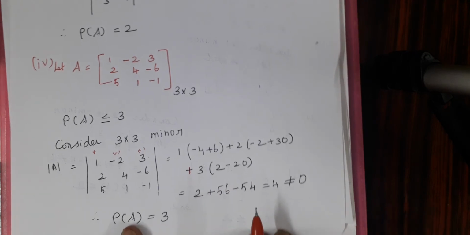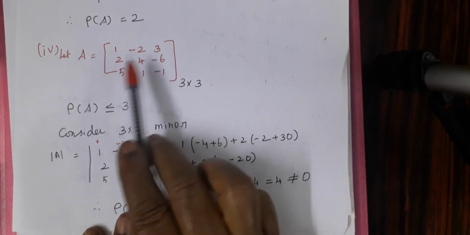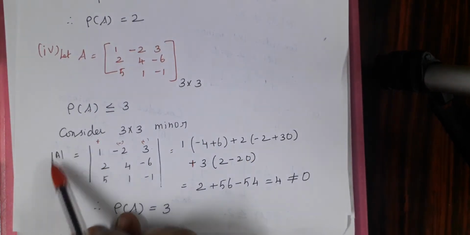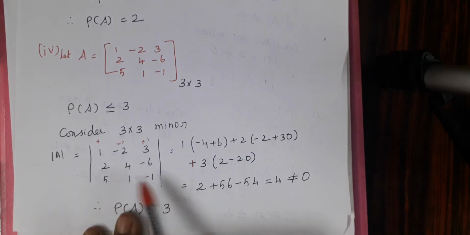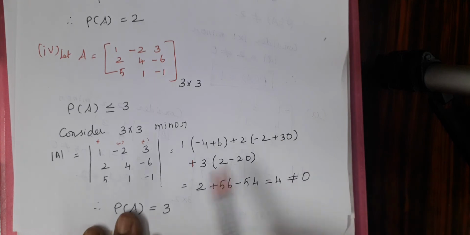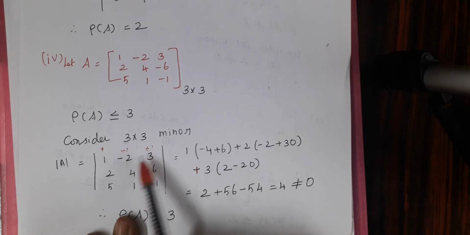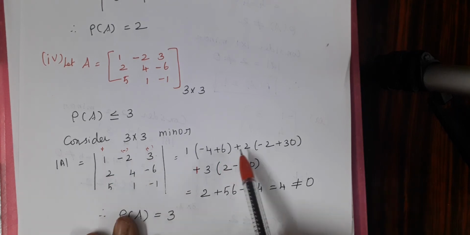Listen carefully. Here we have a 3 by 3 square matrix. Therefore, we first consider the determinant value for the 3 by 3 minor. You find the determinant value. A 2 by 2 minor is easily found with the downward arrow mark: downward minus upward. For a 3 by 3 minor, you find each and every element of the first row: 1 into the rest after leaving that row and column. Minus into minus is already plus 2.